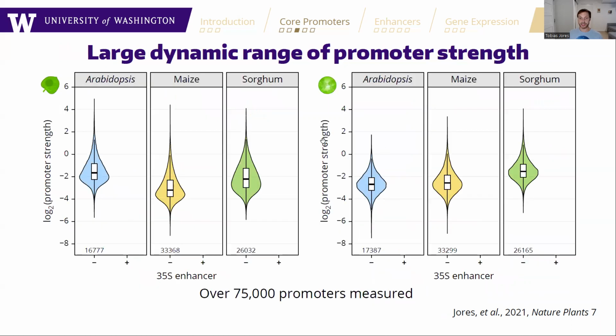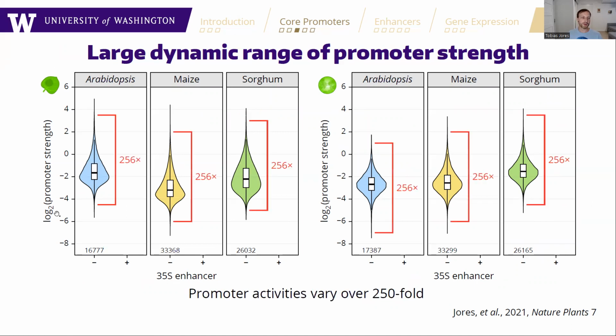And so here is a summary of the results that we got, with the results from the tobacco leaf system on the left and the results from the maize protoplasts on the right side. At the bottom of the plot, I'm indicating the number of core promoters in each of those groups. And if you sum them up, you can see that we were able to measure the activity of more than 75,000 core promoters.